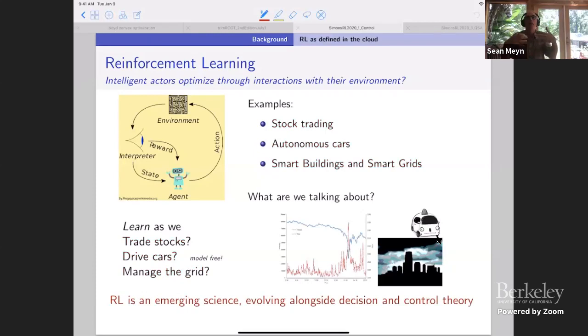And I'm not yelling at RL. Every field has this problem of overselling. And nobody made a bigger mistake than the controls community. They oversold their stuff in the 80s and they paid for it. And neural networks too, right? There was a lot of overselling of neural networks back in the 70s, and it really shut down the research area for a while just because of a very narrow definition of the subject. So let's all agree that RL is a very young subject, even though it's been around a long time, and it's evolving along with statistics and control and all of that.